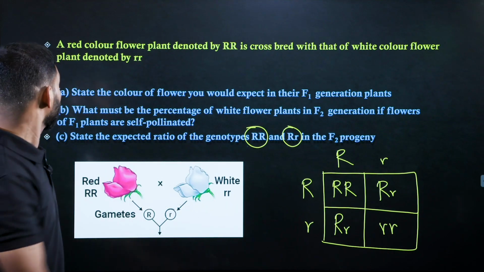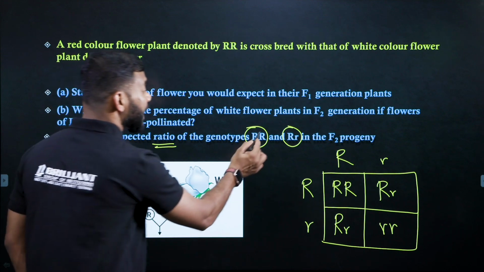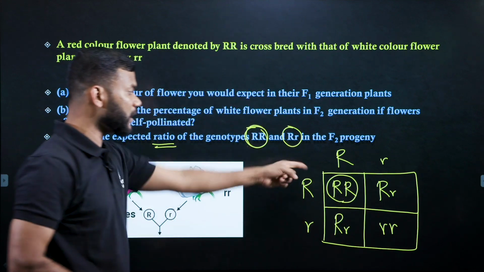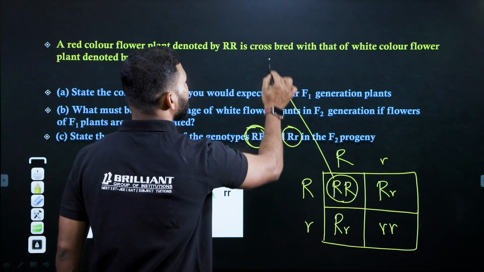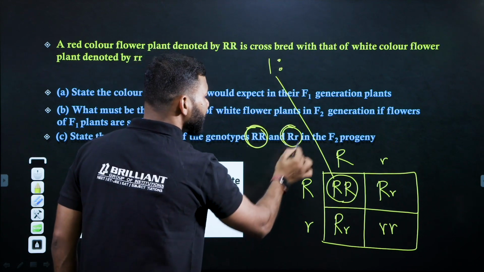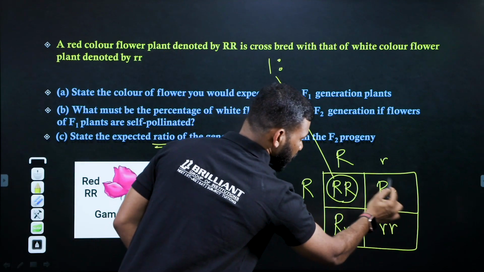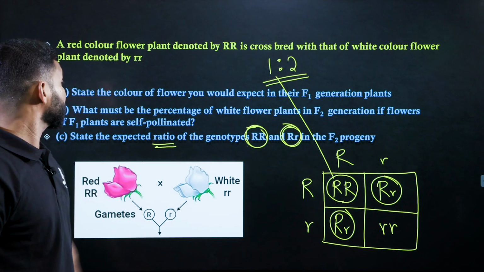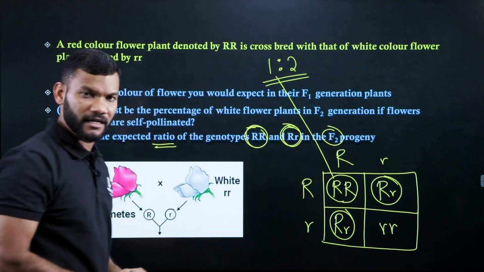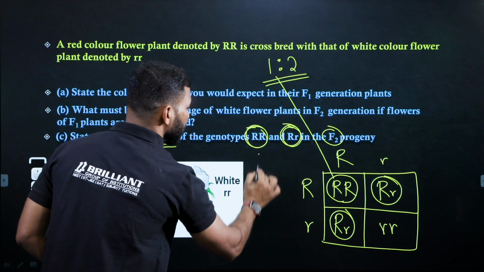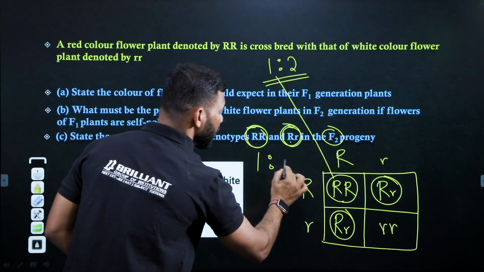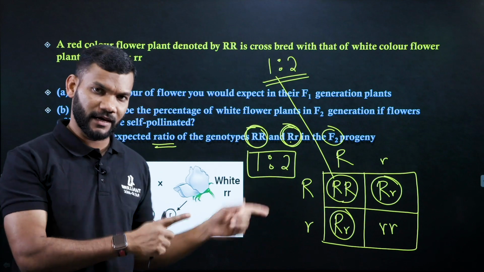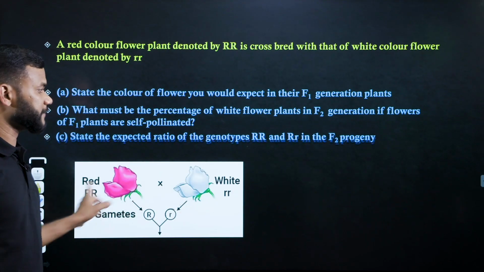Alright, now what is the question? What is the expected ratio of capital R, capital R? Now you just count how many capital R, capital R there are out of the 4. Only one, right? Okay. And how many capital R, small r do you have? Yes, this is 1 and this is 1. You have 2 capital R, small r. So what will be the ratio here in the F2 generation? The ratio between capital R, capital R and capital R, small r is 1:2. This is the ratio we are going to get in the F2 generation. Hope it's clear, my dear students. Okay. Let us go to the next question.